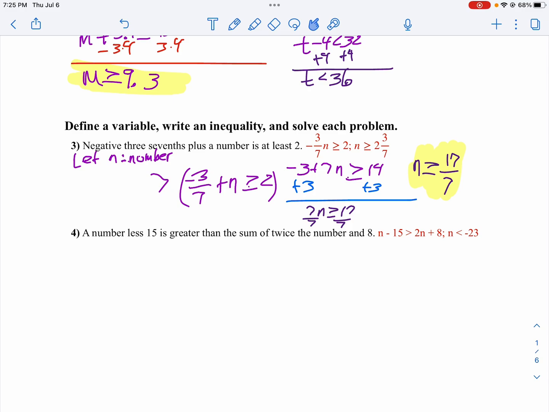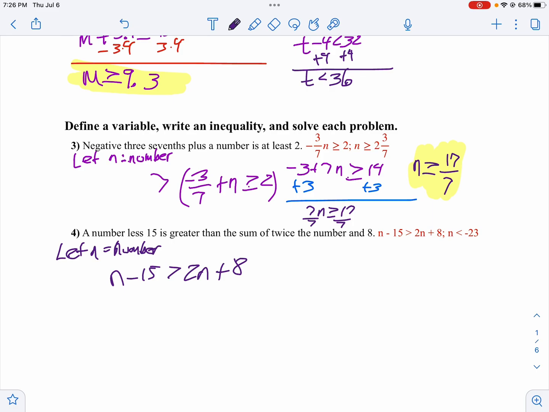Number 4, a number less 15. So once again, I think I'll do my same thing with my n. I'll let n be my number. So we're going to take a number less 15. So I'm going to say n minus 15 is greater than the sum of twice a number. So 2n plus 8.